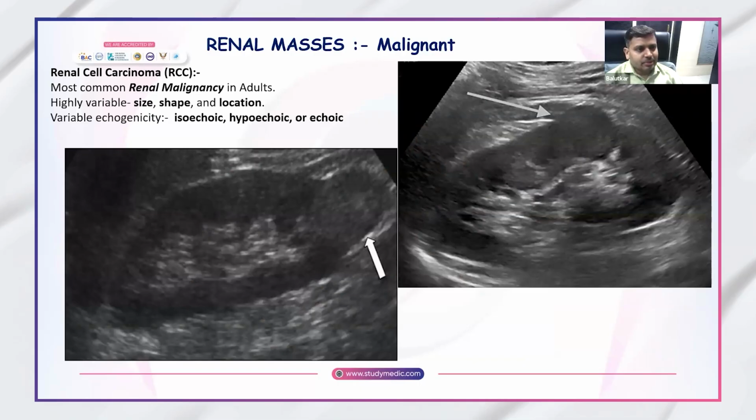Coming to the malignant lesions of the renal parenchyma, definitely renal cell carcinoma is the most common malignant lesion which we encounter during ultrasound examination. Again, the appearance is varied, but most of the time it's hypoechoic, usually a rounded or irregular structure, hypoechoic as compared to the rest of the renal parenchyma. It can be isoechoic, or even hypoechoic at times because of necrotic changes inside the mass.